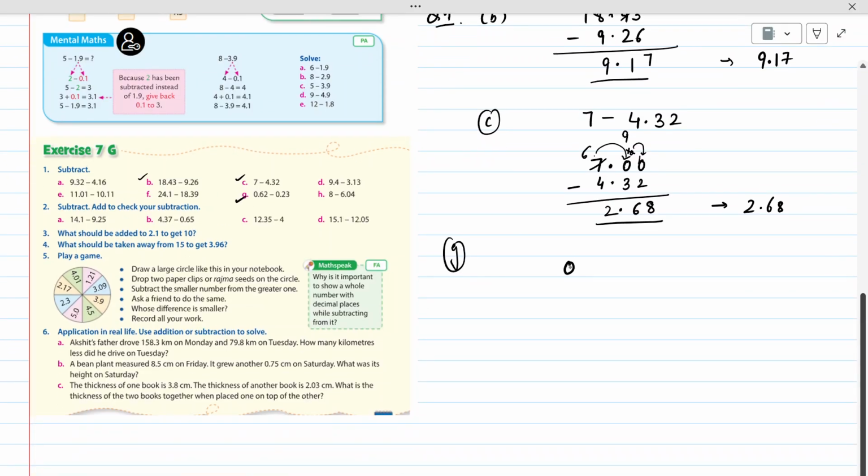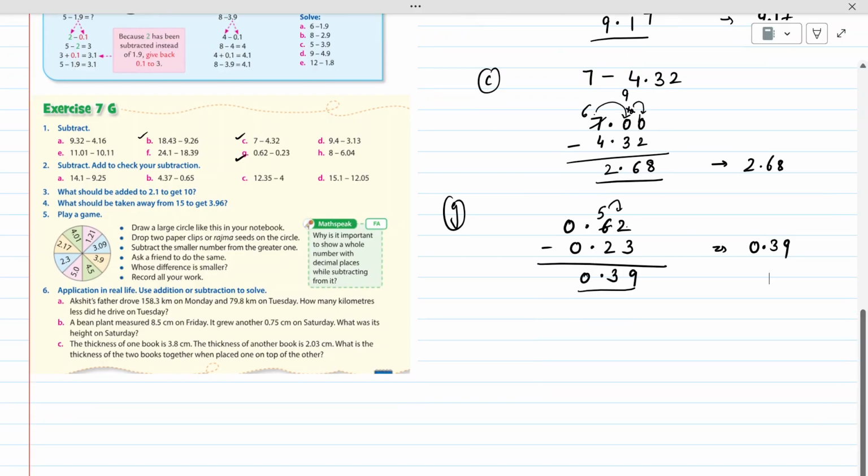So we have 0.62, and from this we are subtracting 0.23. If we see this, both are decimals. So let's do the general subtraction. We cannot subtract 3 from 2. We'll borrow 1. So this is 12 minus 3, 9. And here 5 minus 2, 3. So the answer is 0.39.